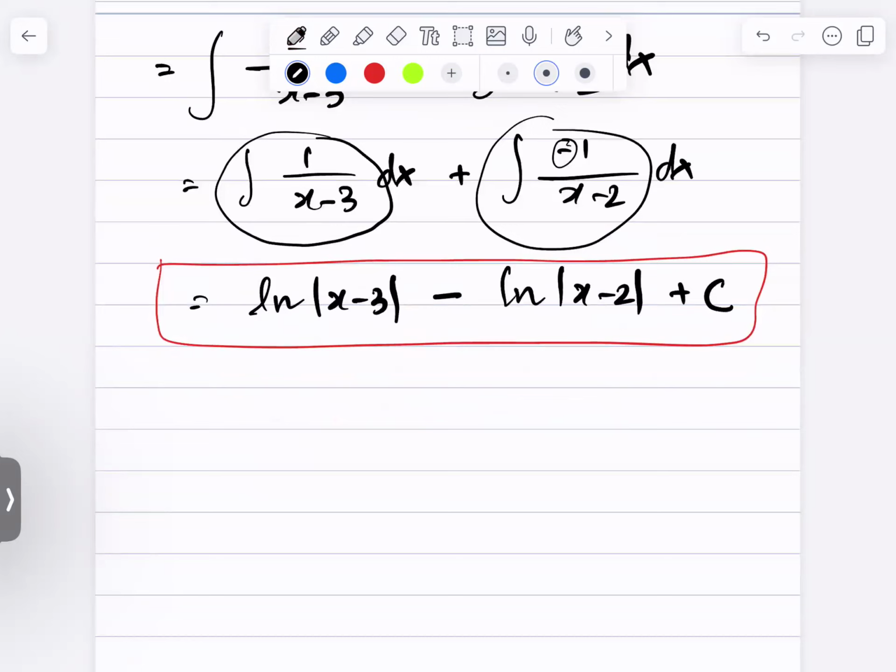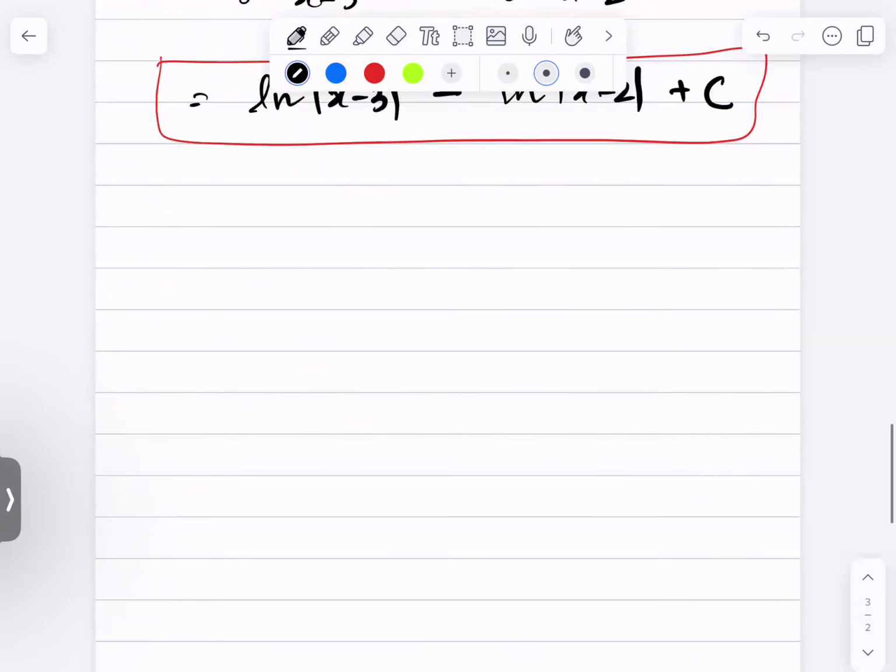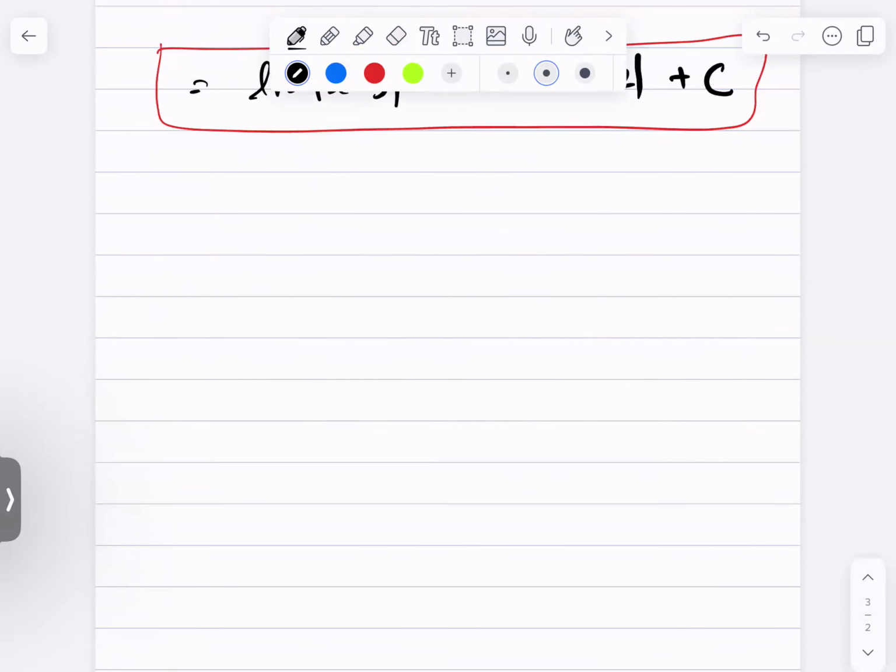Okay, now let's move to the discussion about numerical integration. So the concept of numerical integration is, suppose, let me just make a title. Integration.